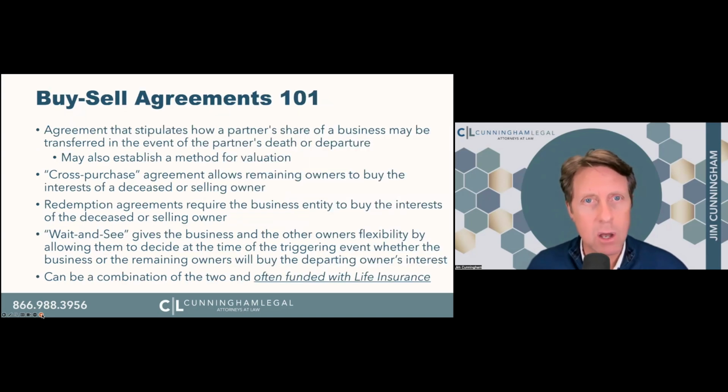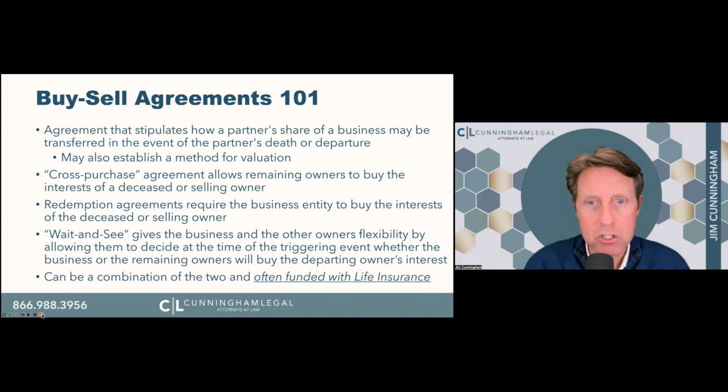in other videos. So this is like buy-sell agreements 101, okay? A buy-sell agreement is an agreement that stipulates how a partner's share of a business may be transferred in the event of the partner's death or departure, also called separation. This may establish a method for valuation. It is not required to establish a method for valuation. So there are two big ways to do this.